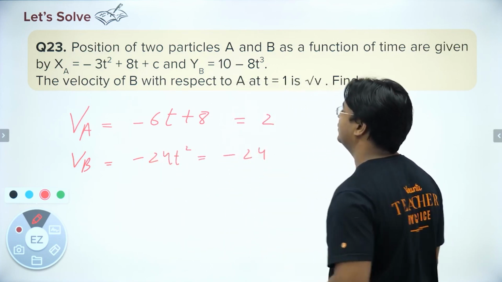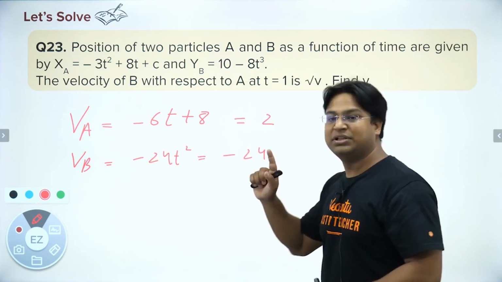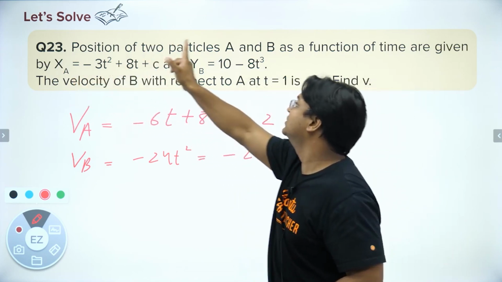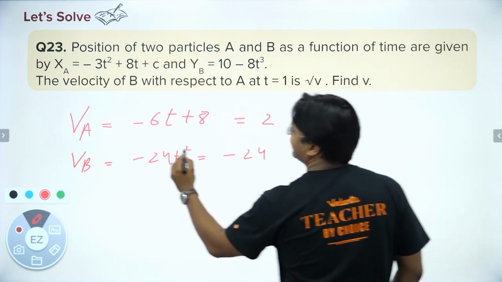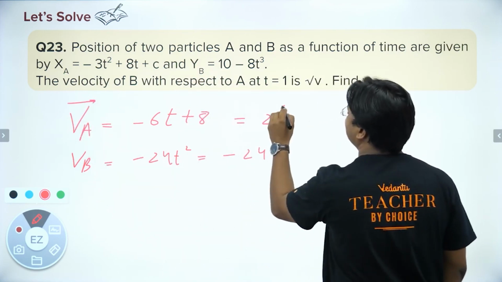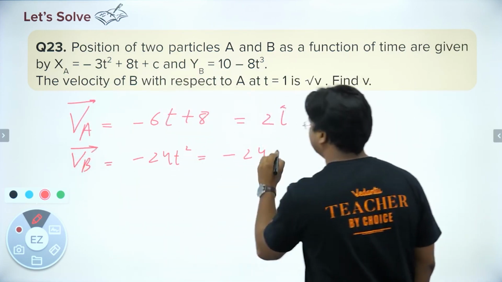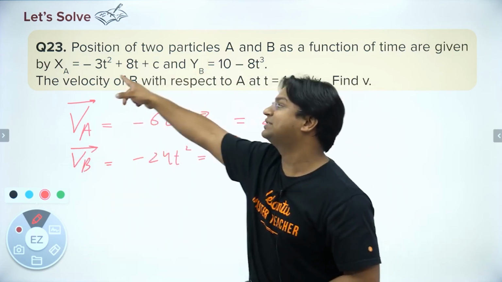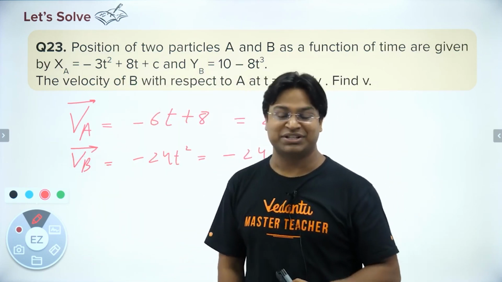which is minus 24. But the thing is, this is written in terms of x, this is y. So if I write the velocity vector, this is i cap, and this is j cap. Actually, this is a trick here. People who fail to notice this will err. They will commit a mistake here.